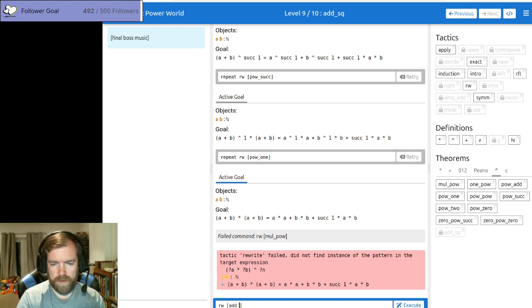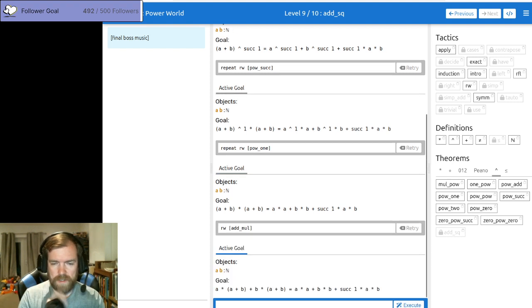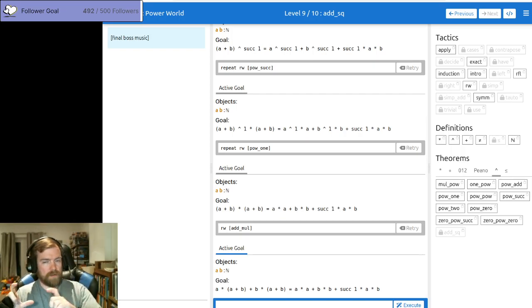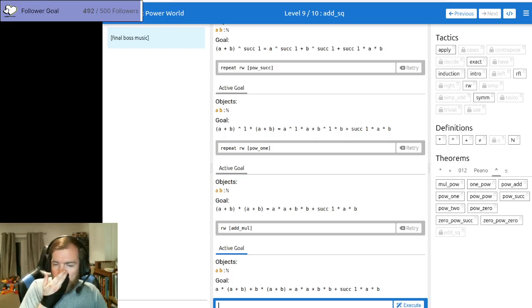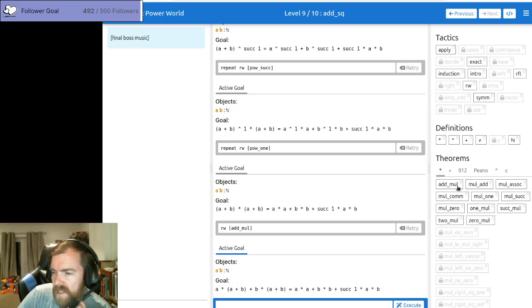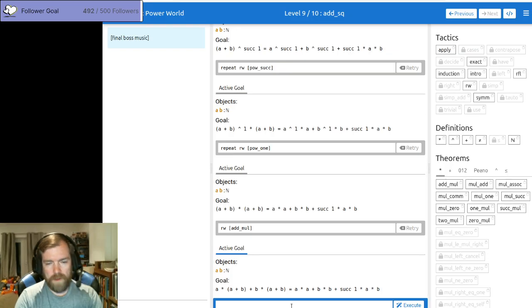This is just distribution, so we distribute the stuff that we had from a plus b times a plus b. The a plus b in the first instance is being split out to the other parts. And then we also have a left one, but... Oh, it's mul_add? Yep. Repeat. Rewrite mul_add.